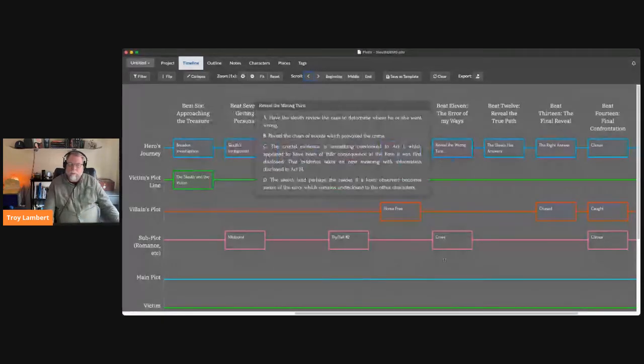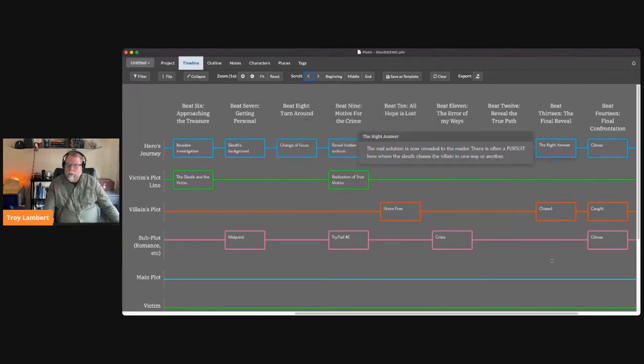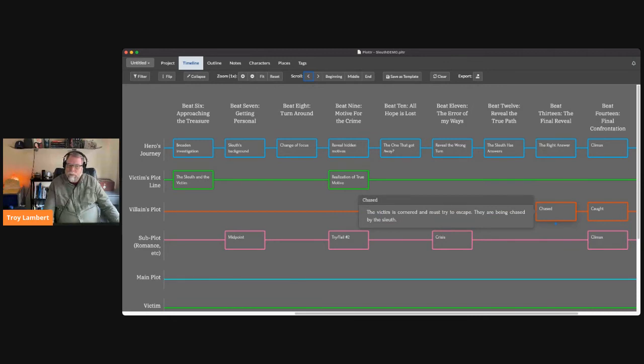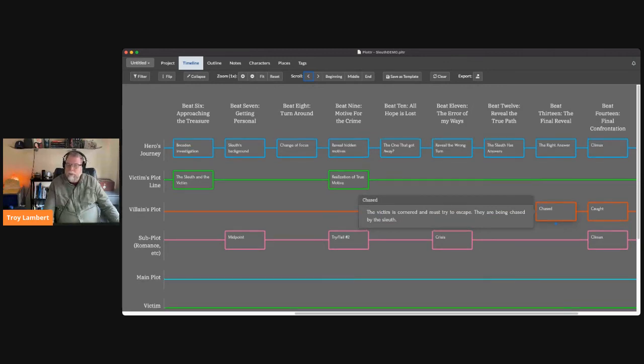But then basically the detective realizes I turned the wrong way. He reveals the true path. I have the answer. Then the final reveal is the correct answer. He's got the correct answer to the crime. Usually this is where a chase scene happens. The detective now has figured out who did it. Now he has to go get them. And so that's usually a chase. Then there's the final confrontation. The villain is caught. There's a climax of the B story.